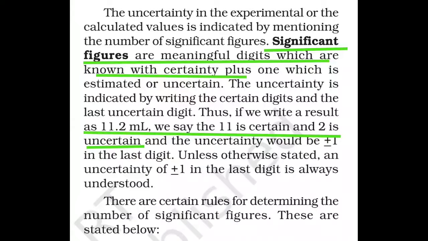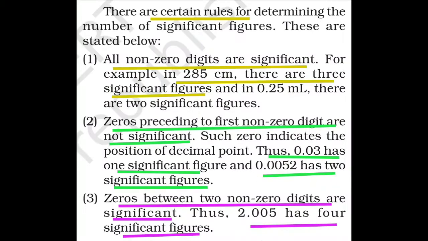Significant figures are meaningful digits which are known with certainty plus one uncertain digit. Say for example 11.2 ml is our reading. We can say that 11 is certain and 2 is uncertain, because the uncertainty would be plus or minus 1 in the last digit. There are certain rules for determination of significant figures.